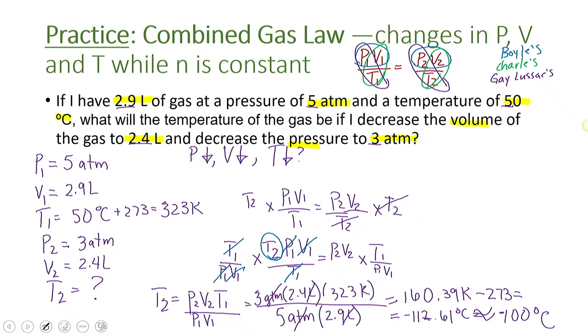So, does our answer match what we thought? Our temperature goes down. We started with 50 degrees Celsius. Now we end up with minus 100 degrees Celsius. So our answer makes sense based on what we thought we should get in the beginning.